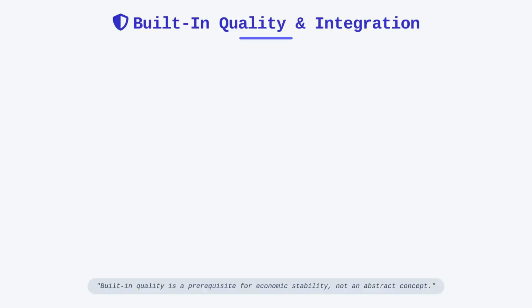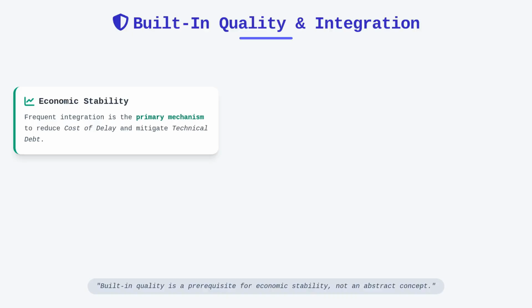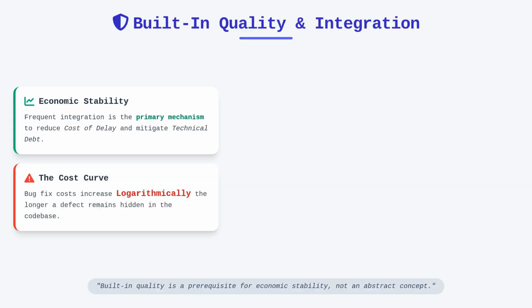Built-in quality is not an abstract concept, but a prerequisite for the economic stability of the release train. Frequent integration is the primary mechanism for reducing the cost of delays and mitigating technical debt. If you are asked why we integrate early and often, the rationale is purely rooted in economics. The cost of fixing a bug increases logarithmically the longer it remains hidden in the codebase.